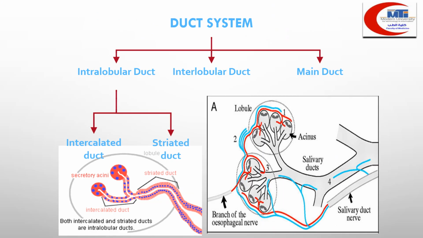Let's now know the structure of the duct system. The duct system is highly branched and ranges from small intercalated ducts to very large main ducts.